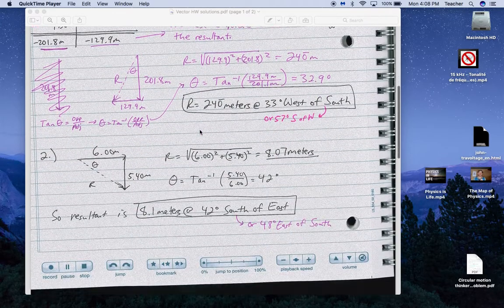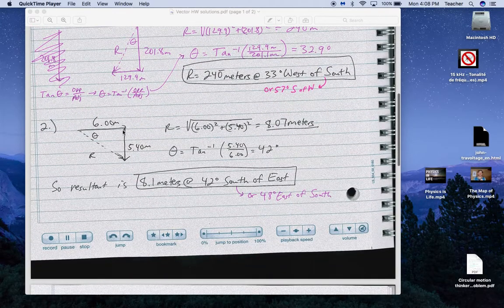Skipping to number 2, this is looking at the resultant of a putt that went 6 meters east and 5.4 meters south. So the resultant, I can get the magnitude by using the Pythagorean theorem. The angle I can get using inverse tangent, 5.4 over 6. It gives me 42 degrees. So the way that I've got it drawn, it's 8.1 meters at 42 degrees south of east, or you could say 48 degrees east of south if you'd drawn it a little differently.